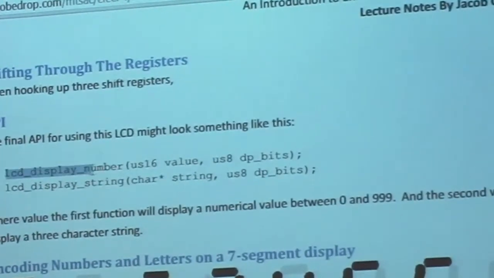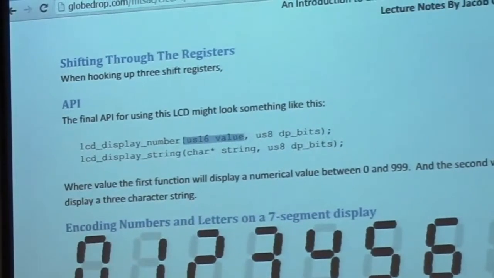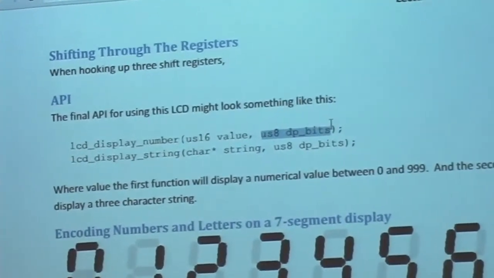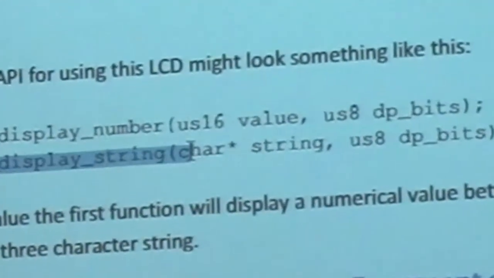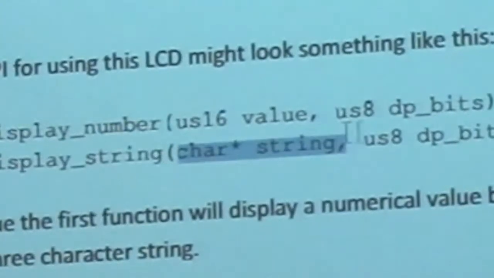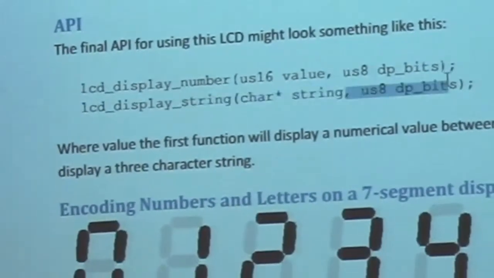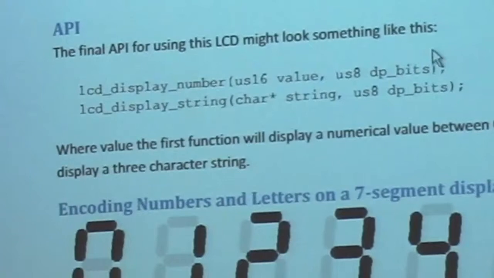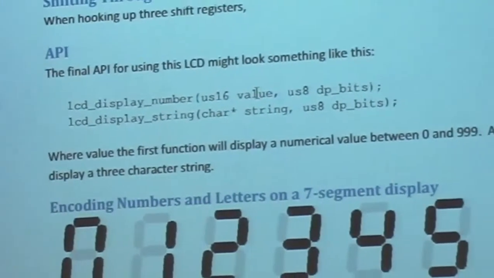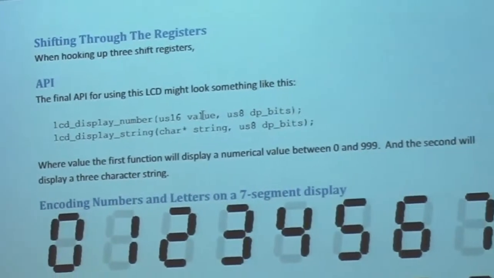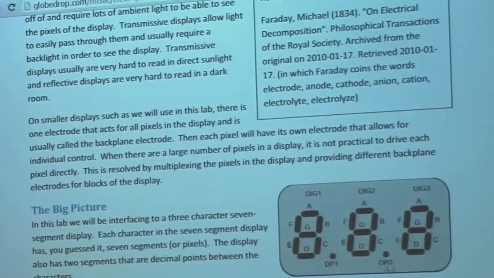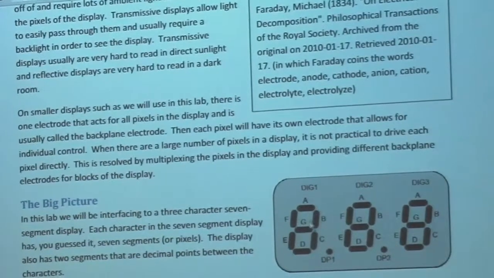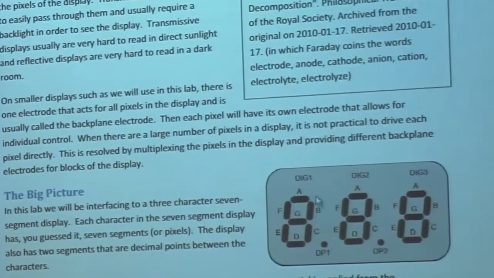One's called LCD display number, which you'll be able to pass a value, and where you want the decimal points lit up. And the other one, you pass a string, and also the bits you want to print out. Now, a value could be something like 000 through 999, because we have 3 segments, right? So we can make 000, 001, 002, and so on, all the way up to 999.